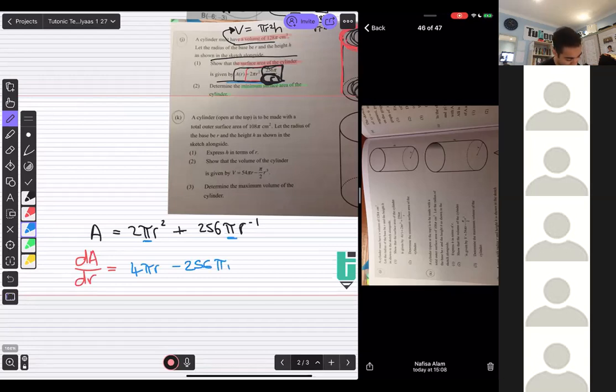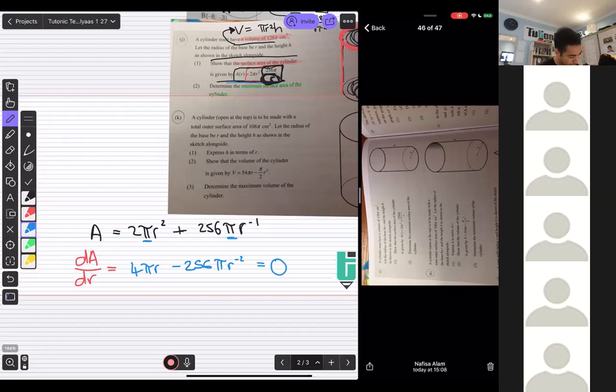To the power of 0? No. Negative 2, because remember it's minus 1. So minus 1 minus 1 is minus 2. And this must equal to 0, right?